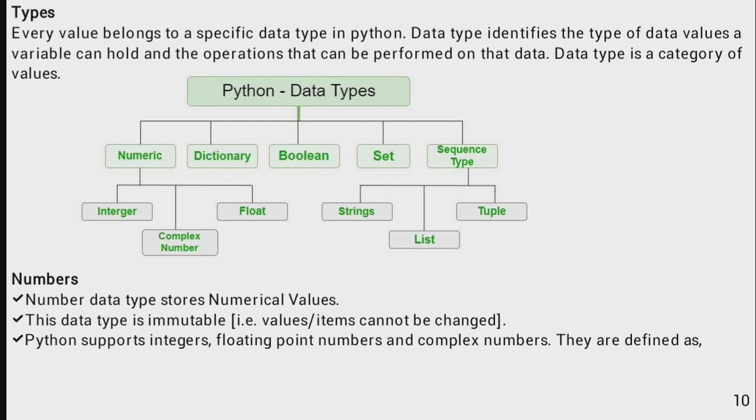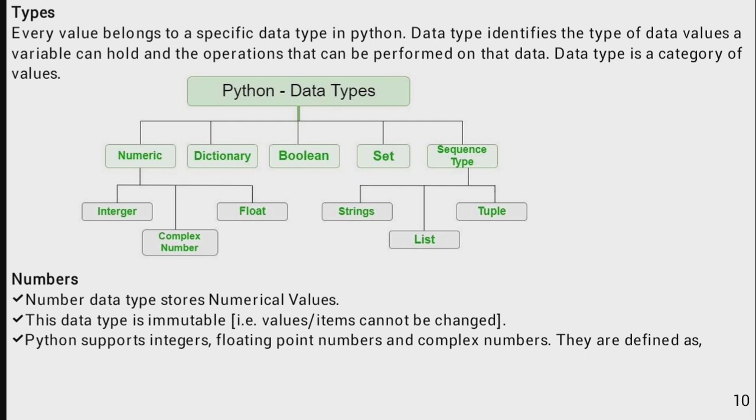So data types are classified into numeric data type, dictionary, boolean, set data types and sequence data types. Again, numeric data types are classified into integer data type, floating data type and complex data type. Like that, sequence data types are classified into string data type, list data type and tuple data types.